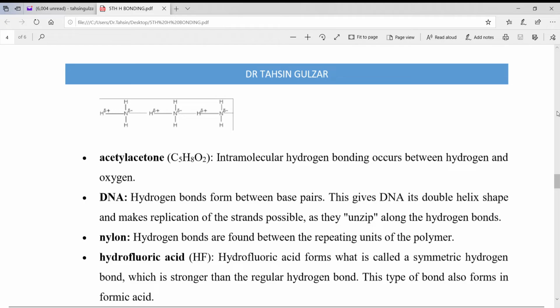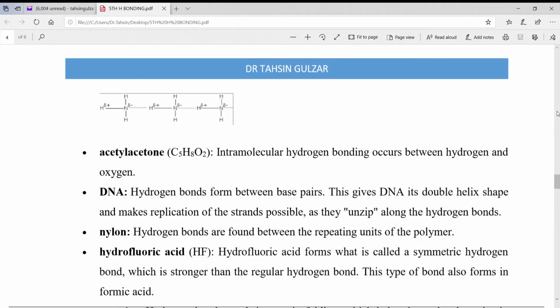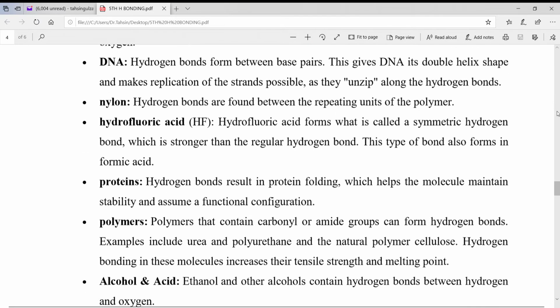Nylon, a very important polymer. Again, this polymer is formed by the repetition of units with the help of hydrogen bonds. Hydrofluoric acid, also formic acid, we observe the phenomenon of hydrogen bonding. Proteins, I told you that the folding of proteins is due to hydrogen bonding. Not only nylon, many other polymers are due to hydrogen bonding.